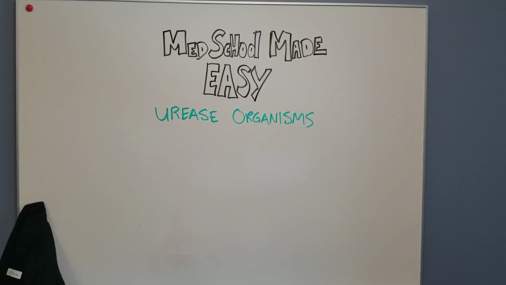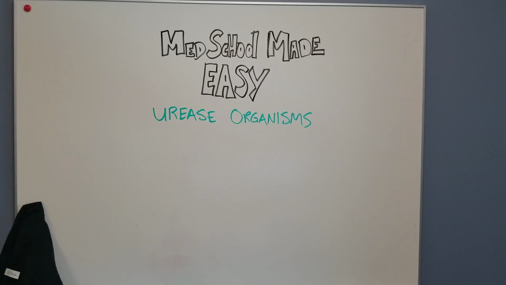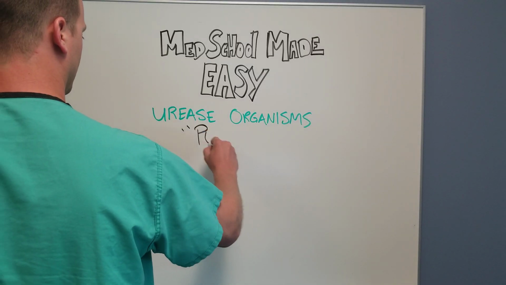Today we're going to talk about organisms that produce urease, an enzyme that breaks down urea into ammonia and carbon dioxide. It's pathognomonic for certain organisms in certain parts of your body, and there's a mnemonic to help remember which ones those are. The mnemonic is PUNCH.